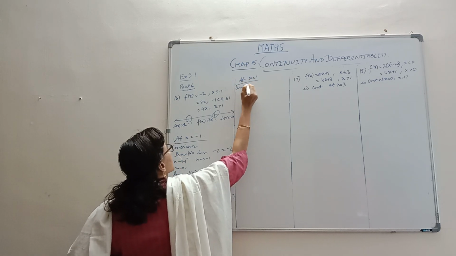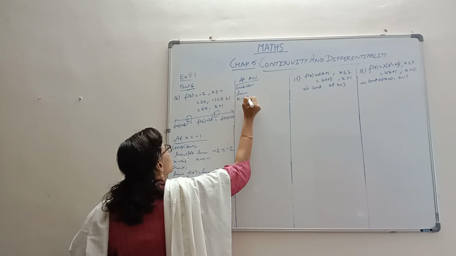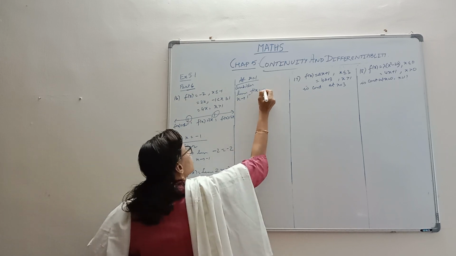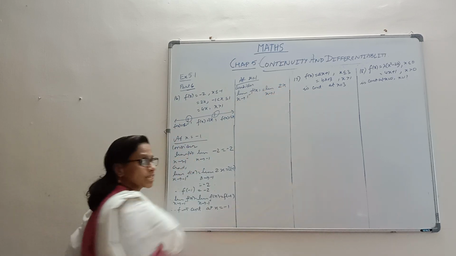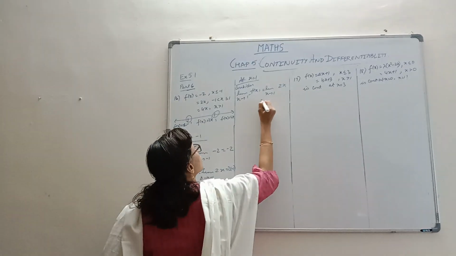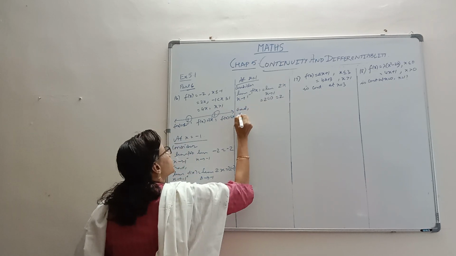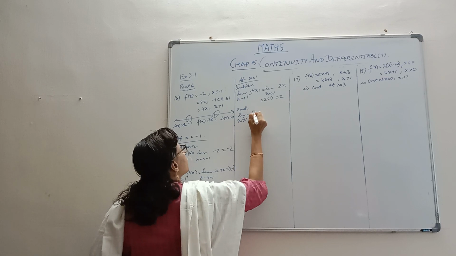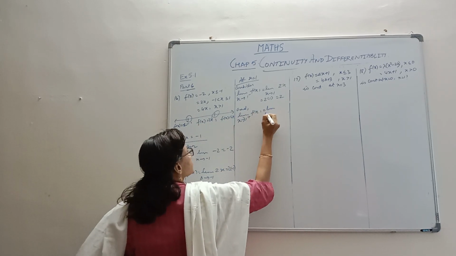Consider the limit as x tends to 1 minus f of x, that means this side of 1. The function is defined as 2x. With x tending to 1, very close to 1, it can be substituted as 1, so 2 into 1 is 2. And the limit as x tends to 1 plus f of x, the right side of 1, is defined as 4x.